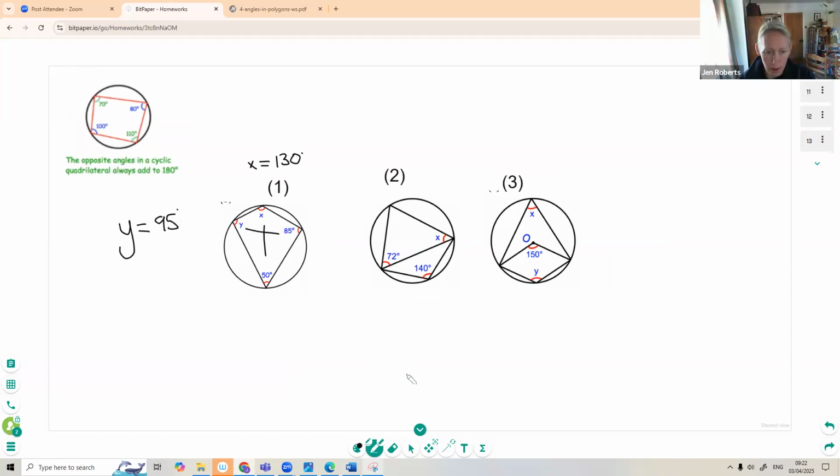So for this here, you should have spotted you have your cyclic quadrilateral here. 180 take away 140 gives you 40 here. Angles in a triangle add up to 180, which gives you x is 68.